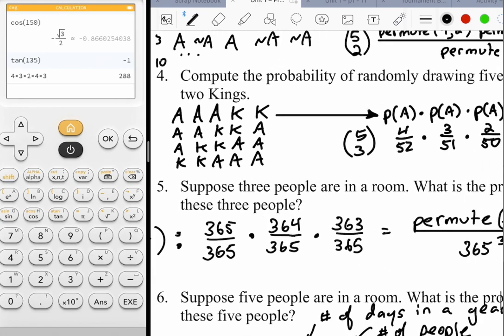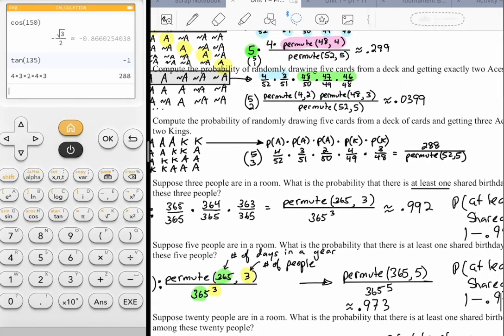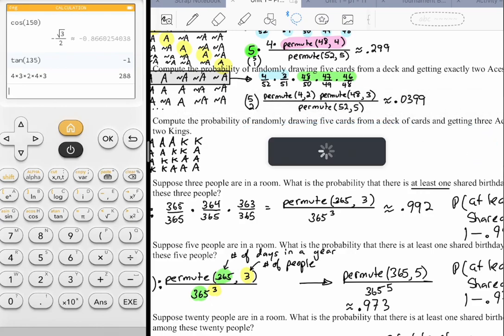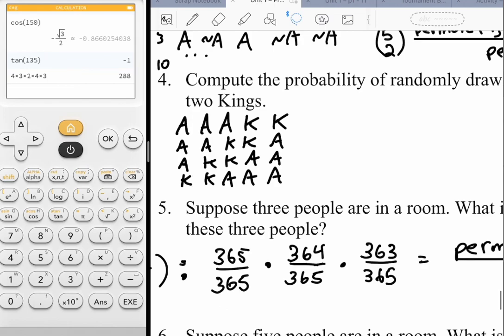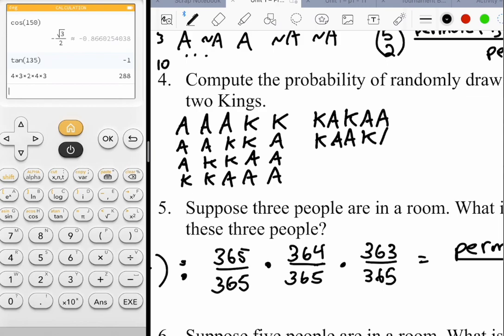All right, so I'm going to pull this out for a sec. I'll bring it back in a little bit. I just want to have a little bit more room. So you could have maybe the first card was a king, but then you got an ace, then you got a king, then the rest were aces. All right, maybe it was a king and an ace and an ace and a king and an ace.